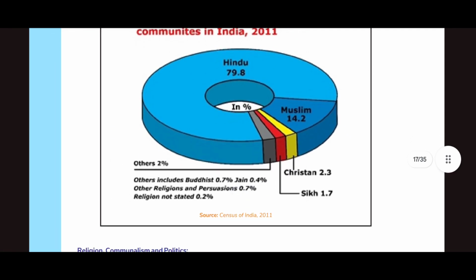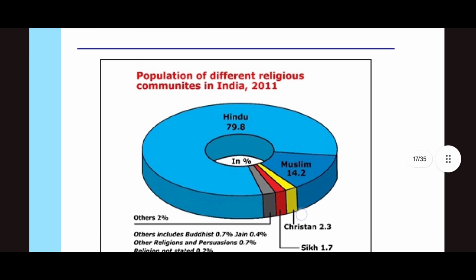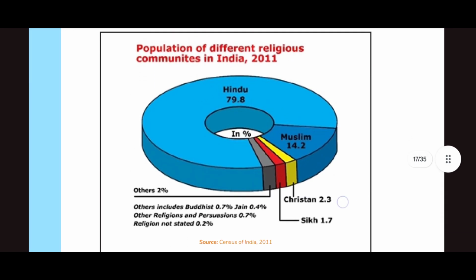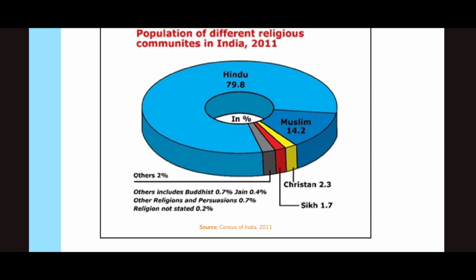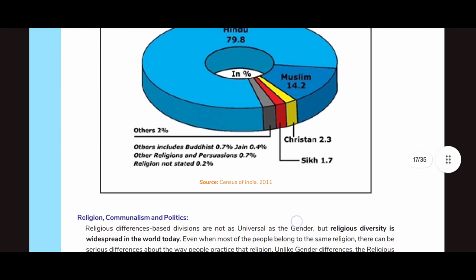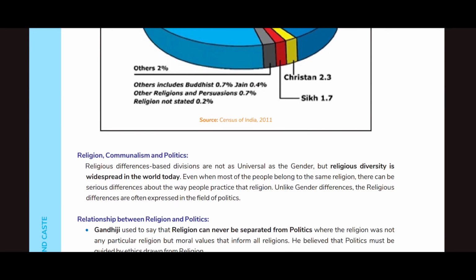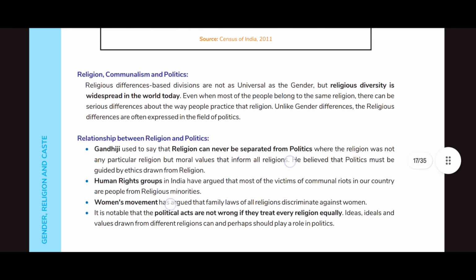So here again a pie chart. Population of different religious communities in India according to 2011 census. Hindus are 79.8%, Muslims are 14.2%, Christians are 2.3%, and Sikhs are 1.7%. Other religions include Buddhist, Jain, Parsis. The Buddhists are 0.7%, Jains are 0.4%, and other religions, that is religion not stated, is 0.2%.